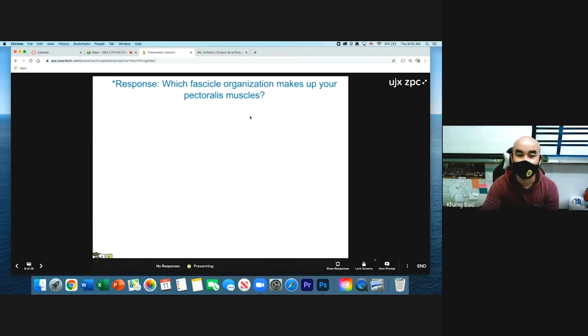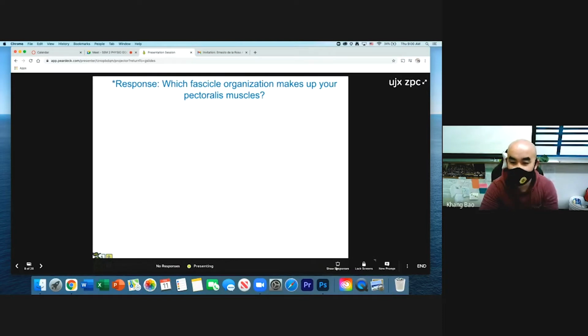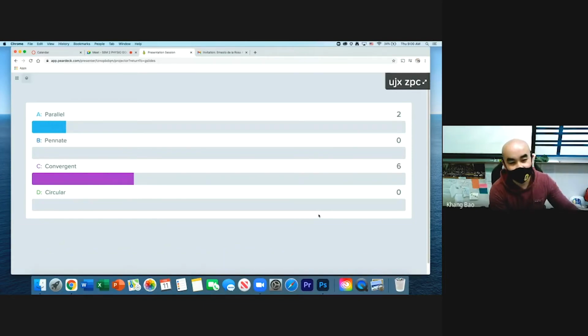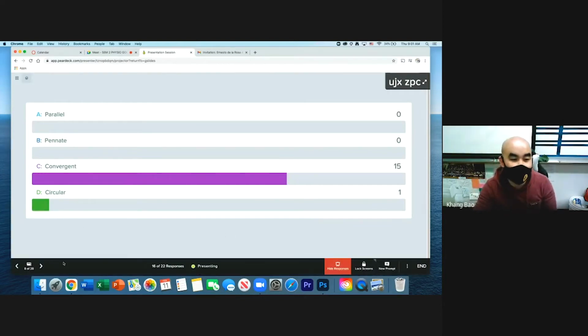So everybody, can you respond to this question for me? Which fascial organization makes up your pectoralis muscle? We mentioned that earlier. Let's check to see if you pay attention. Which muscle organization is it? Is it parallel? That means two ends are small, with a larger middle part. Pennant means they look like a feather shape. And it's your convergent muscle.